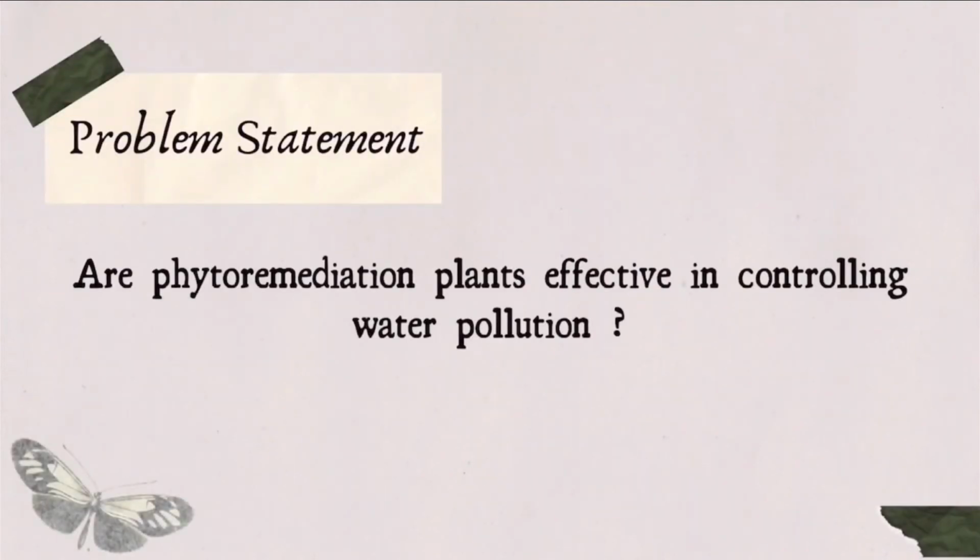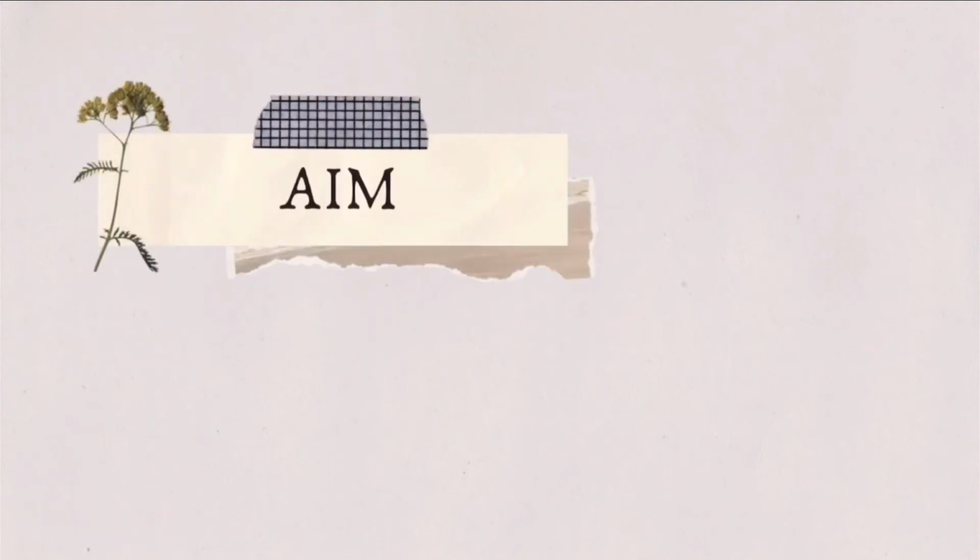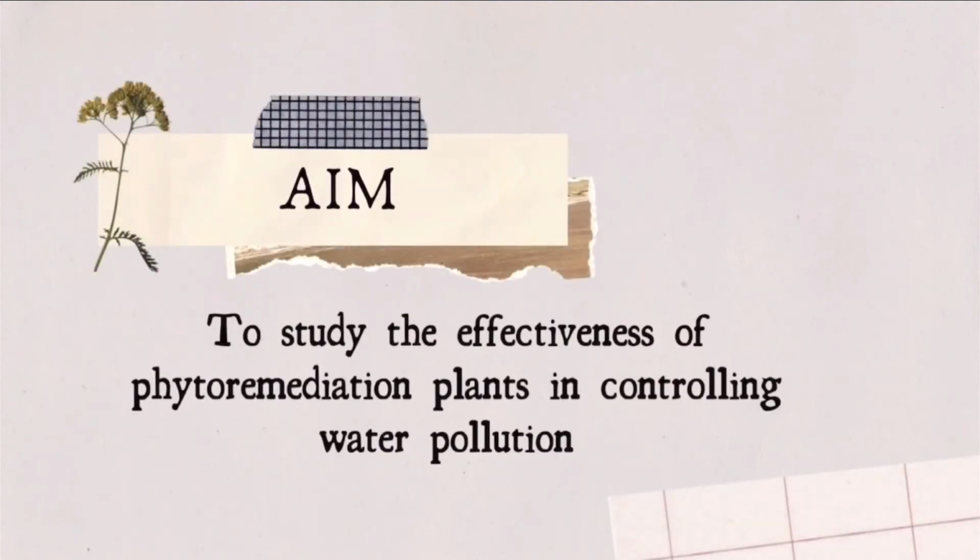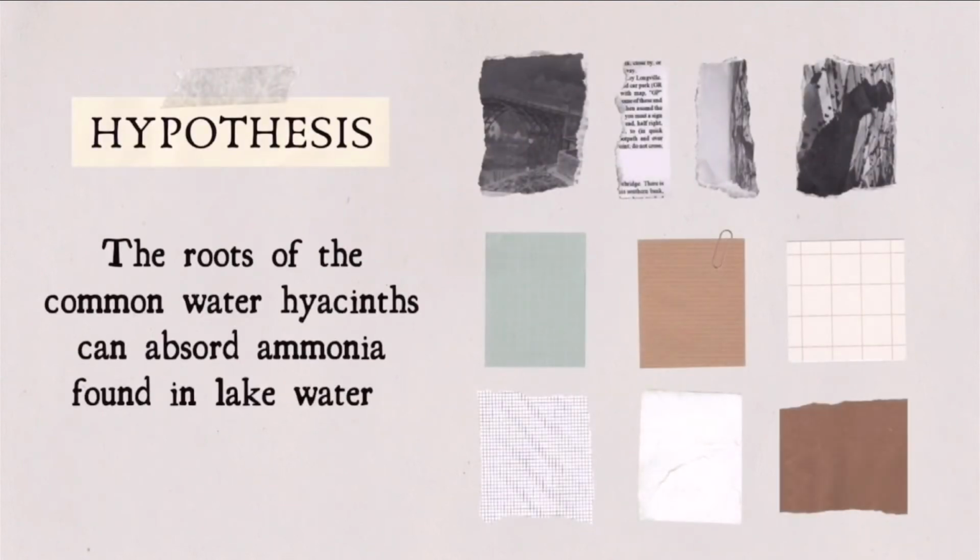The problem statement for this experiment is: are phytoremediation plants effective in controlling water pollution? The aim is to study the effectiveness of phytoremediation plants in controlling water pollution. The hypothesis is the roots of the common water hyacinths can absorb ammonia found in lake water.